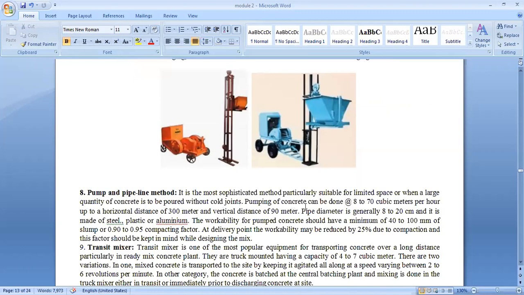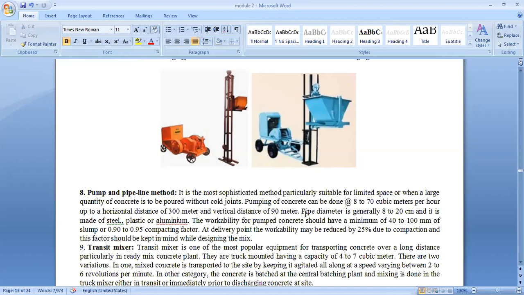Pumping of the concrete can be done at 8 to 70 cubic meters per hour up to a horizontal distance of 300 meters and a vertical distance of 90 meters. So we are pumping around 8 to 70 cubic meters per hour, up to a horizontal distance of 300 meters and a vertical distance of 90 meters.